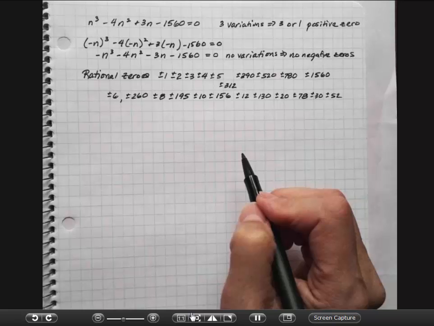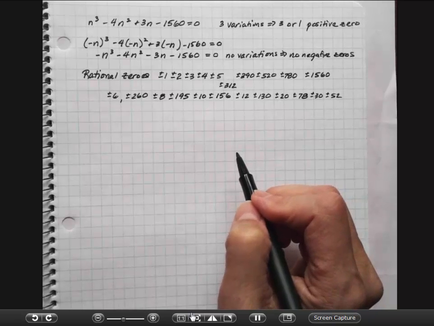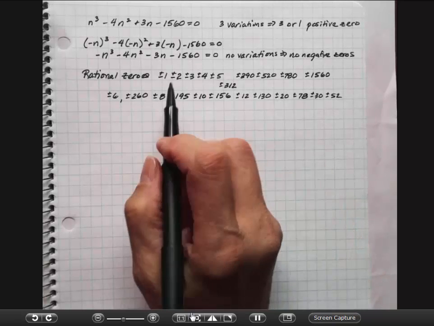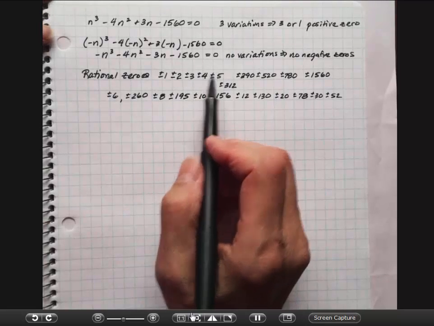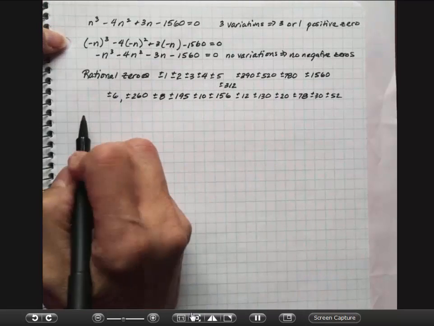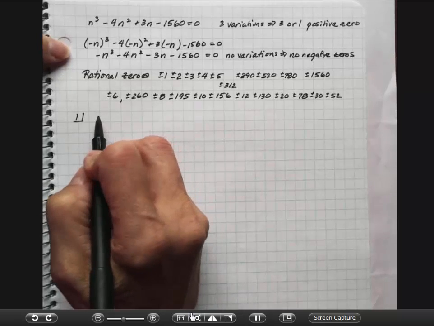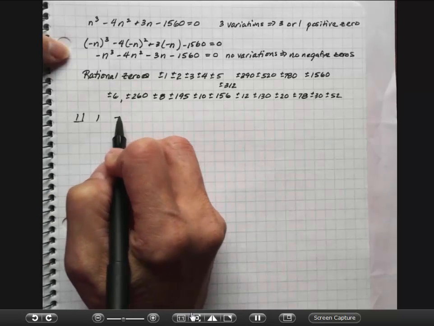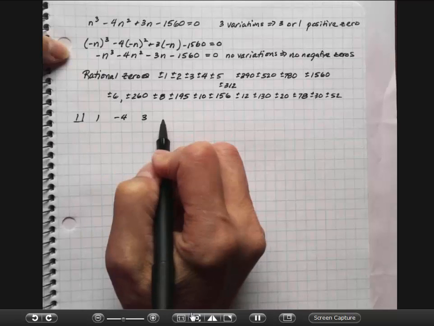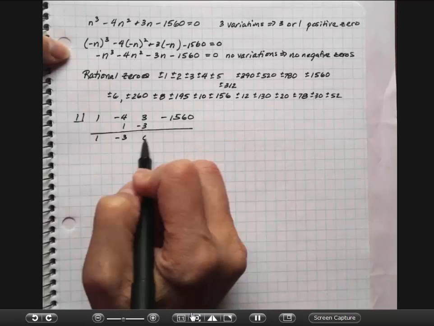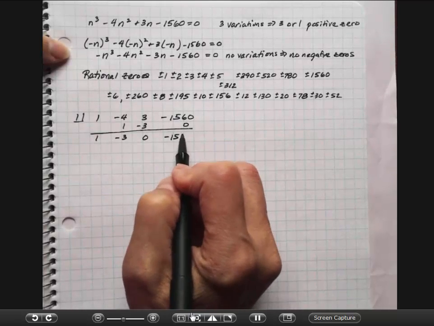I'm going to go ahead and do that and synthetically divide starting off with 1, 2, 3, 4, 5, 6, 8, 10, and so on. So I'm starting off with 1, and my first line of my synthetic division, 1, negative 4, 3, negative 1,560. No, that does not work. And you can see that we're very negative.